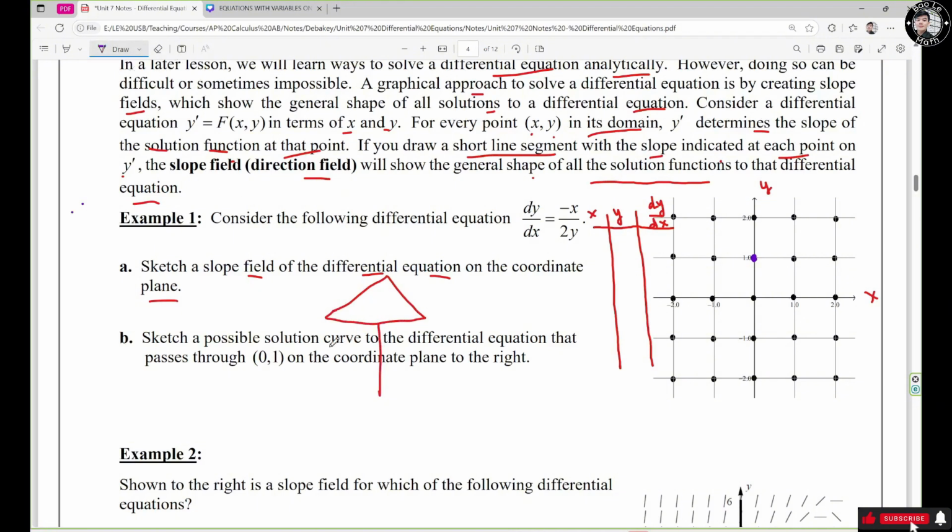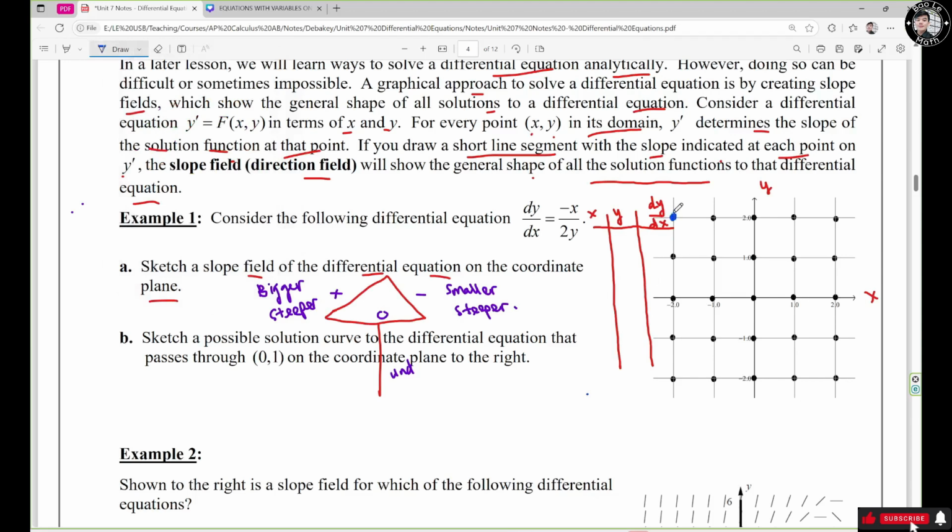Alright, if the tangent lines go in this way, the slope is positive. If the tangent lines go in this way, the slope is negative. If the tangent line is horizontal, the slope is 0. If the tangent line is vertical, the slope is undefined. Now for this line, the bigger slope, the steeper tangent line. Now for this one, the smaller slope, the steeper tangent line.